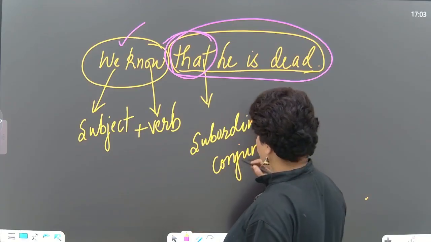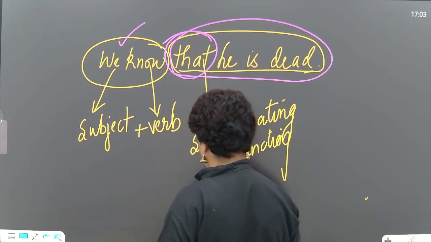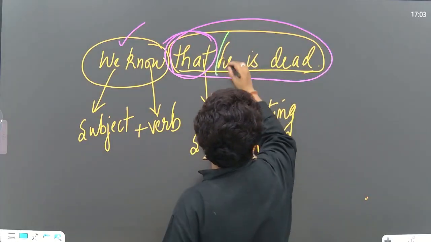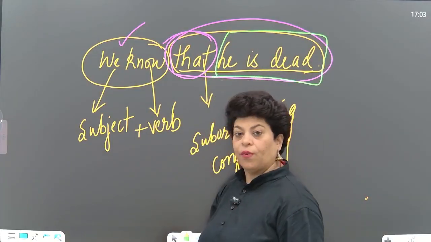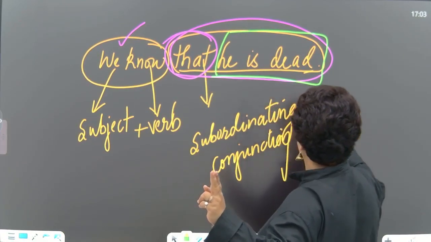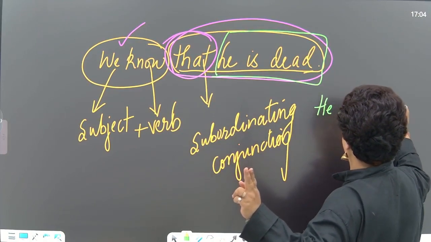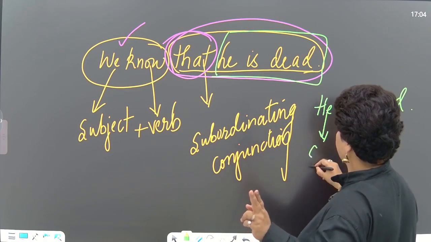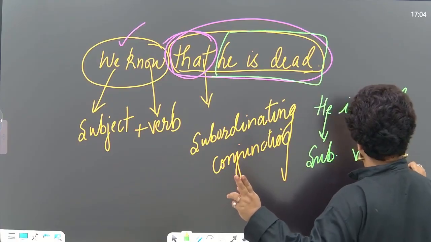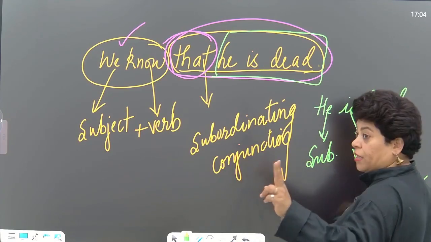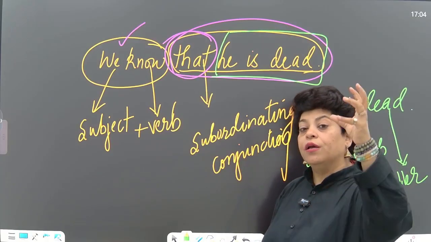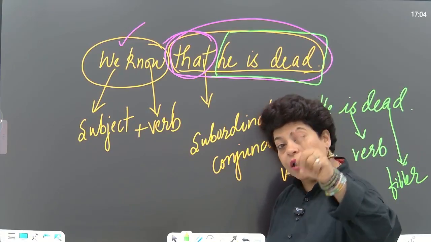So, when we talk about subordinating conjunction, this part is left over. When we talk about the other sentence, I come to this part: "he is dead." Now look at the subject again. In "he is dead," he is the subject and is is again the verb, and "dead" is just a filler. It is not an object. Dead is not an object. Object has one rule: it is supposed to be a noun.